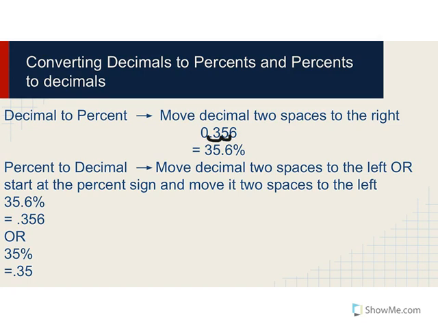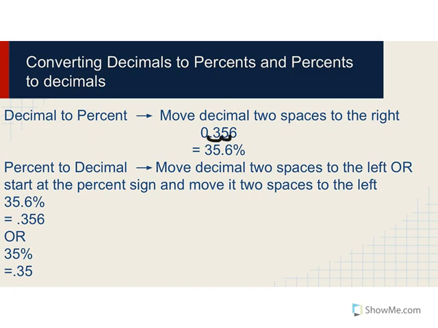Next, we're going to do a percent to a decimal. You're going to move your decimal 2 spaces to the left, or if there's not a decimal, then you would actually move the percent sign 2 spaces to the left. So let me show you both of those ways here for our example. Our first one is 35.6%.